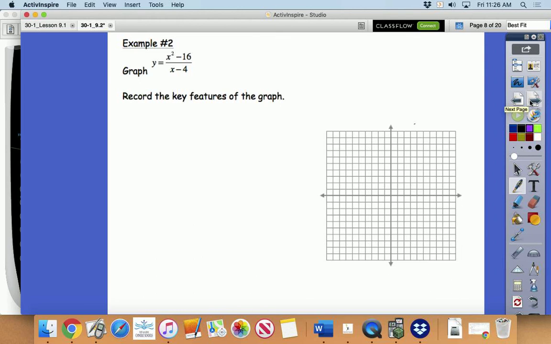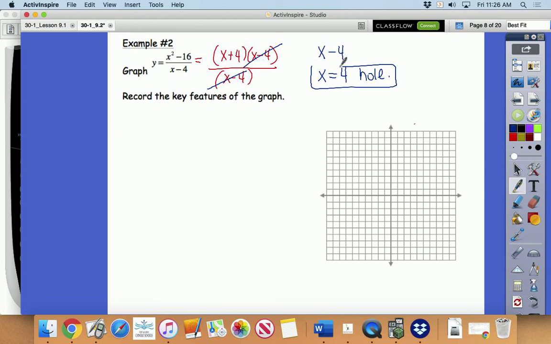Our next example, as you can see, we have a difference of squares at the top. We're going to factor it as (x plus 4)(x minus 4) over x minus 4. The reason we need to do that is because you'll see that it simplifies. This crosses off with that same exact factor at the top and bottom, and that's going to create a hole at x minus 4, which means that when x equals 4, we're going to have a hole. So what we're left with, what we're actually graphing that's remaining, is x plus 4. This is linear with a hole.